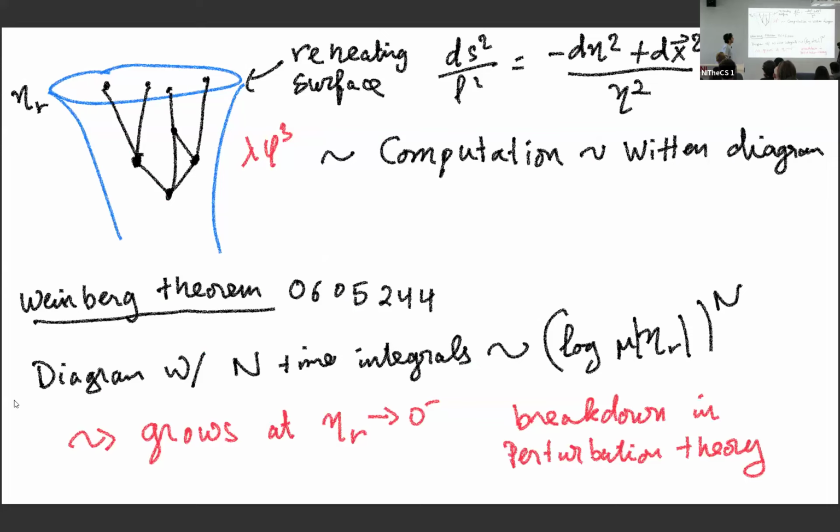And there's a theorem due to Weinberg from 2006. This theorem states that any diagram with n such vertices like this has a behavior at late times that goes like log of eta to the n, where eta is the conformal time. So these diagrams have a logarithmic contribution at late times that is raised to the power n. And logs grow at late times. So this is a problem.